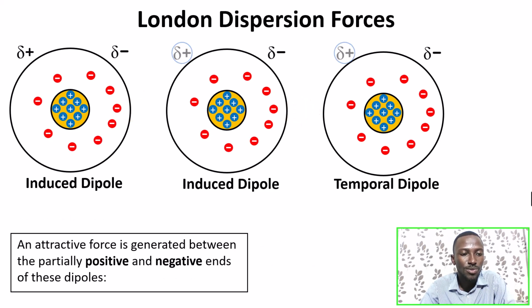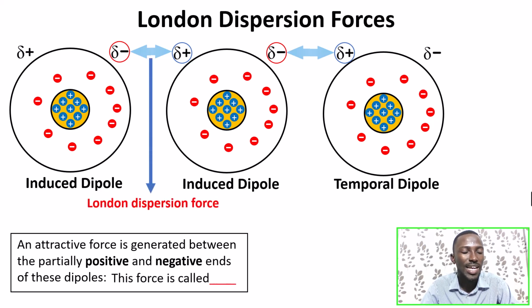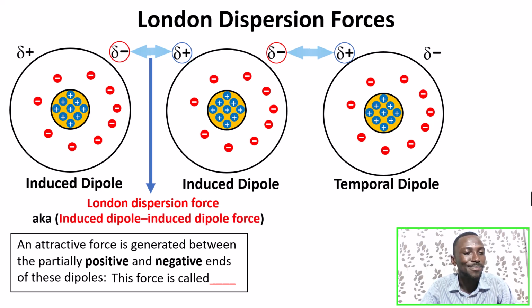Now, an attractive force is generated between the partially positive and partially negative atoms. There's some kind of attractive force because the partially negative and partially positive sides are side by side. That attractive force generated between the partially positive and partially negative sides is what is known as a London dispersion force. And it has a nickname. It's also called induced dipole force.